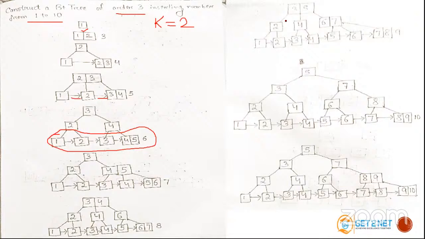Here came 3, 5, 2, 4, 6, 7, 1. All the bottoms are here. Again 9 came. Where will 9 be inserted? 9 will be inserted here. 7 will go up. Again, 9 cannot be inserted here.